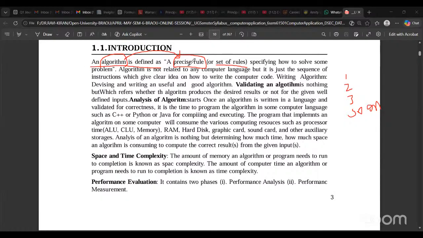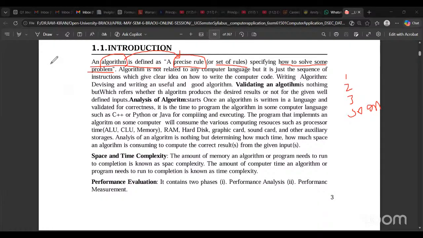So an algorithm is a precise rule or set of rules. When I say set of rules or precise rules, the rules are countable. That can be 2 rules, 5 rules, 10 rules, 100 rules, like that. There is some kind of count. And what the rules specify is how to solve some problem.